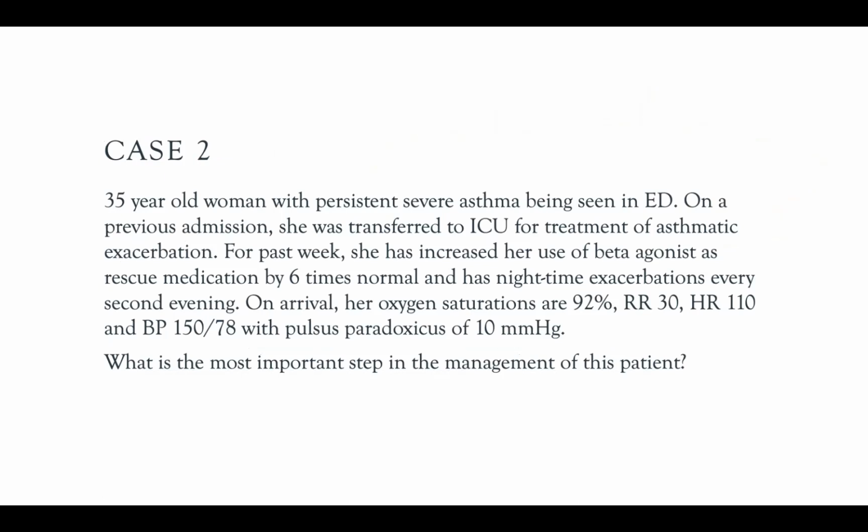So let's go through a second case. A 35-year-old woman presents with severe asthma being seen in ED. On a previous admission, she was transferred to ICU for treatment of an asthmatic exacerbation. For the past week, she's been using her rescue medications a lot more than normal, with nighttime exacerbations every second evening. So it's a pretty big red flag. Her oxygen saturations are 92, with a very high respiratory rate. She's quite tachycardic, and has an elevated BP as well, with a pulsus paradoxus of 10.